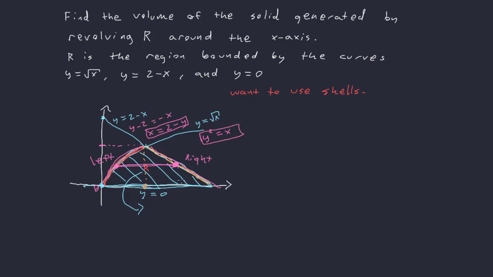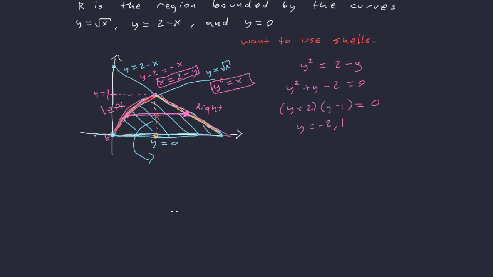Then we just need to figure out where they intersect here. To do that, like always, we will set them equal to one another. And we'll get y squared plus y minus 2 is equal to 0. I promise they won't all be just like this. That is a strange little coincidence there. So it turns out this is y equals 1. All right, and now I'm ready to use shells. I've got everything I need, right?